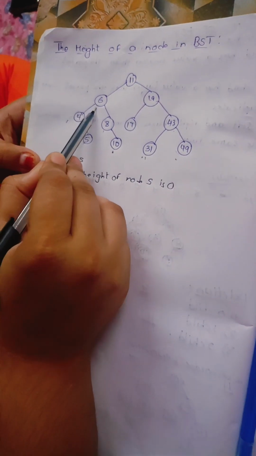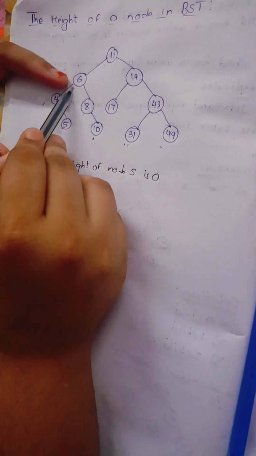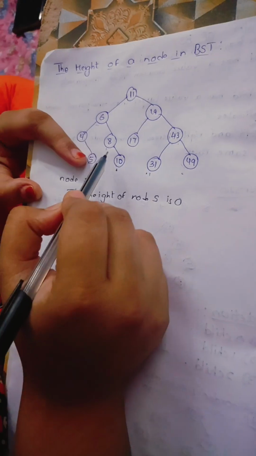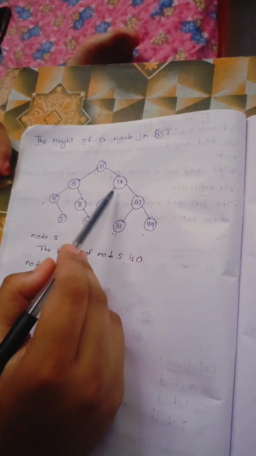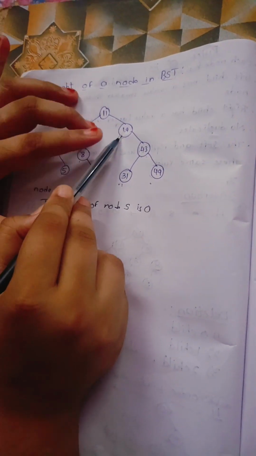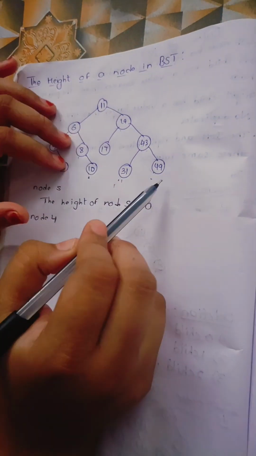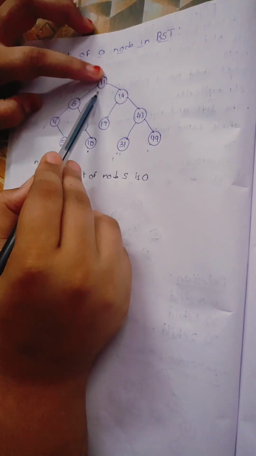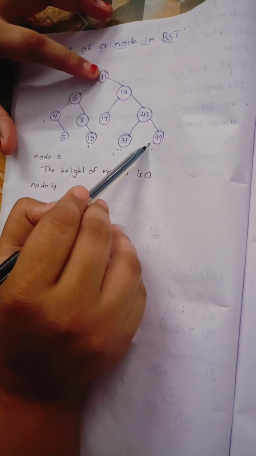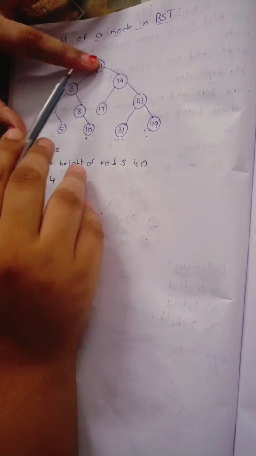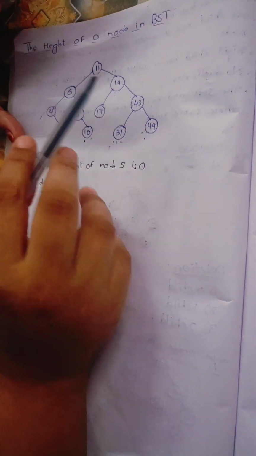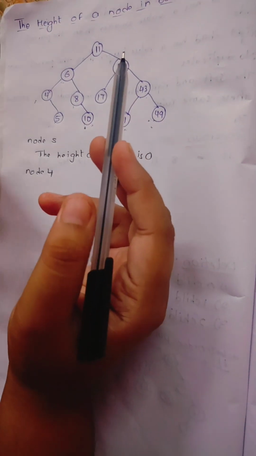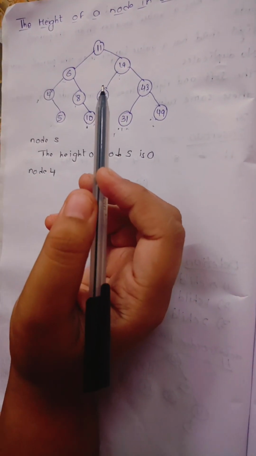Now let us take node 6. The longest path from node 6 is to 5 or 10. It has two edges, so the height of 6 is 2. Similarly for node 19, the longest path from node 19 is to 49 or 31. It has two edges, so the height of 19 is 2. Now similarly for 11, the longest path for 11 is 49, 31, 10 or 5. It has 3 edges, so the height of 11 is 3. In this way, we should find the height of a node in BST.